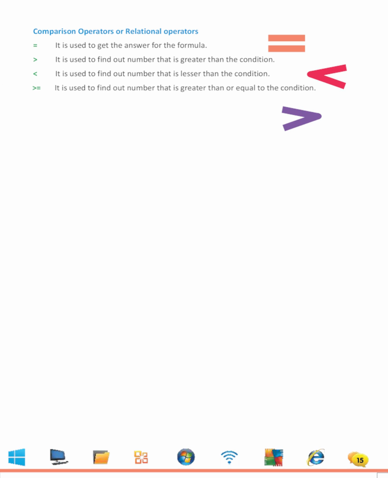Comparison operators or relational operators. Is equal to, it is used to get the answer for the formula. Greater than, it is used to find out numbers that are greater than the condition. Less than, it is used to find out numbers that are lesser than the condition. Greater than or equal to, it is used to find out numbers that are greater than or equal to the condition. Less than or equal to, it is used to find out numbers that are lesser than or equal to the condition. Less than, greater than, it is used to find out numbers that are not equal to the condition.